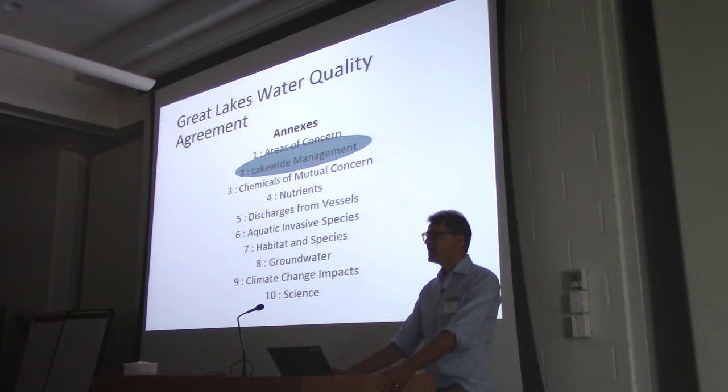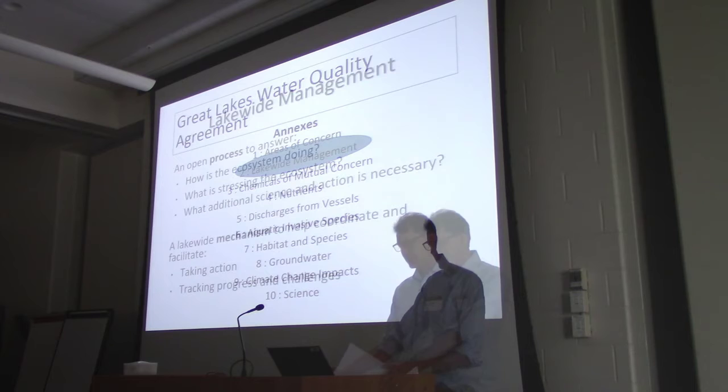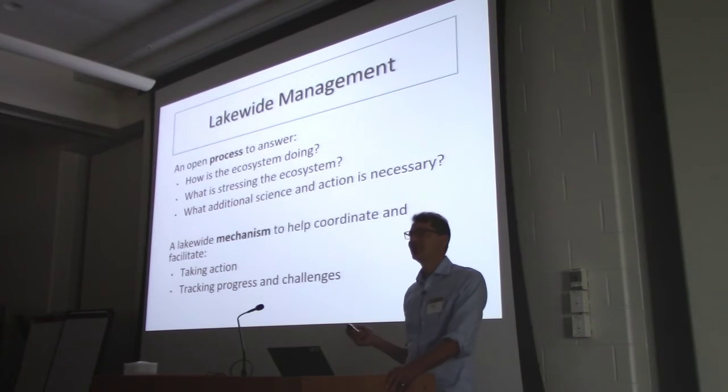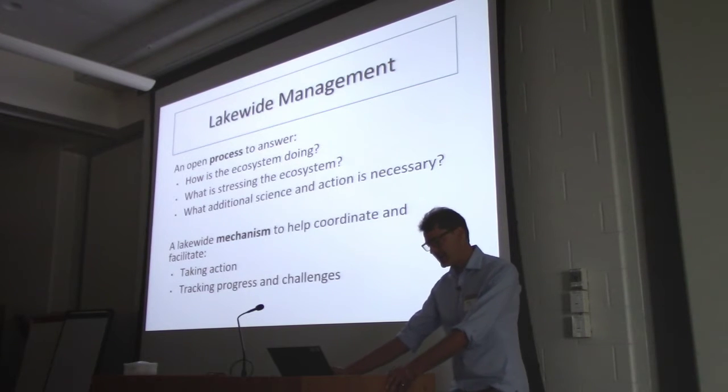The Lakewide Management Annex asks us to look at each of the Great Lakes issues from a lake-by-lake perspective, recognizing that each of the Great Lakes is unique. So lakewide management itself is really an ongoing process that provides answers to how the ecosystem is doing, what is stressing the ecosystem, and what additional science and action is necessary. That's a really important role of lakewide management. What additional science and action is necessary?